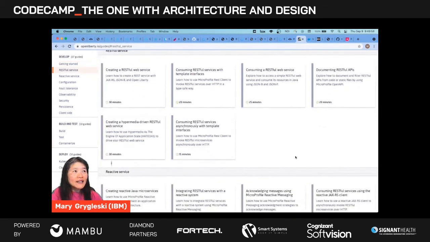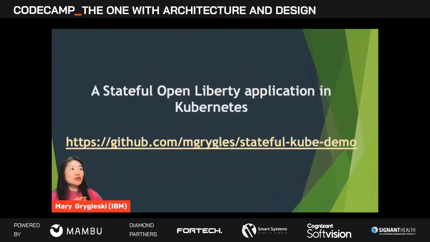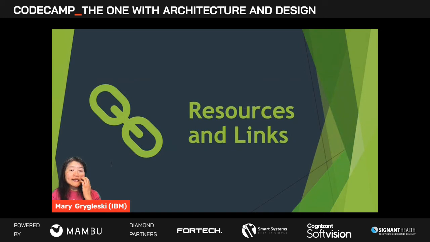All right, so let me go back to my slide. Again, I leave this for you, for your perusal and for your trying out, if you like. And also about the stateful Open Liberty application in Kubernetes, we also have a simple case, and I work with our offering product manager. He put this together. I have cloned this, and you can also take a look at this example utilizing Nginx, also used for the ingress. So stateful kube demo. And then these are some of the resources and links too.